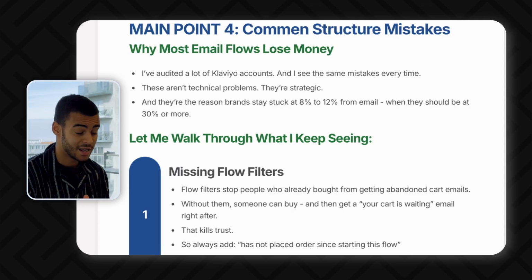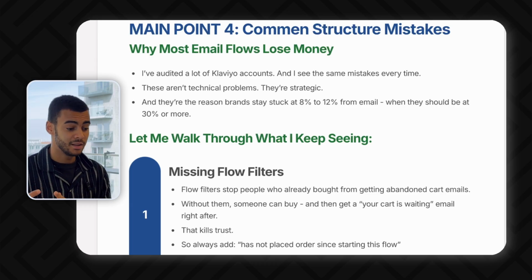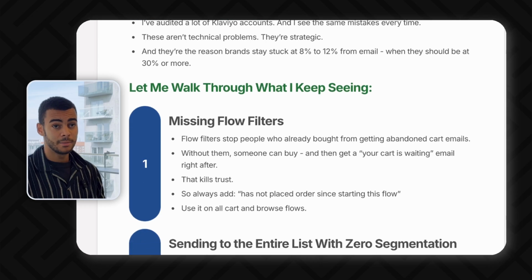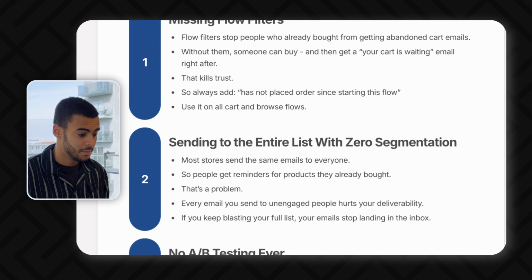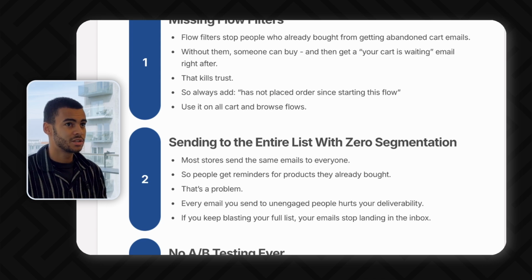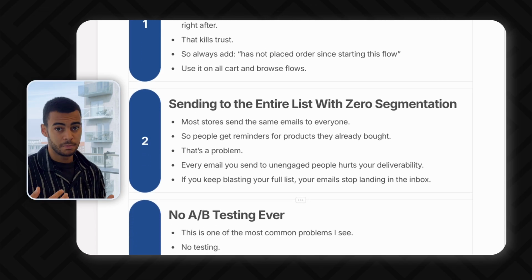The first thing I see all the time is the missing flow filter. Flow filters stop people who have already bought from getting the abandoned cart email. Without them, someone can literally buy from your shop and the moment after get that "your cart is waiting" email. Obviously, that kills the trust and the logic behind all flows. So you need to have all your flow filters correct from the start. Otherwise, you will just spam people.